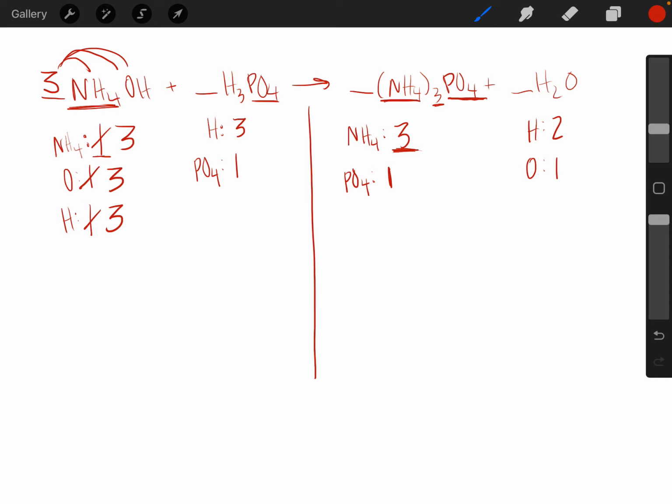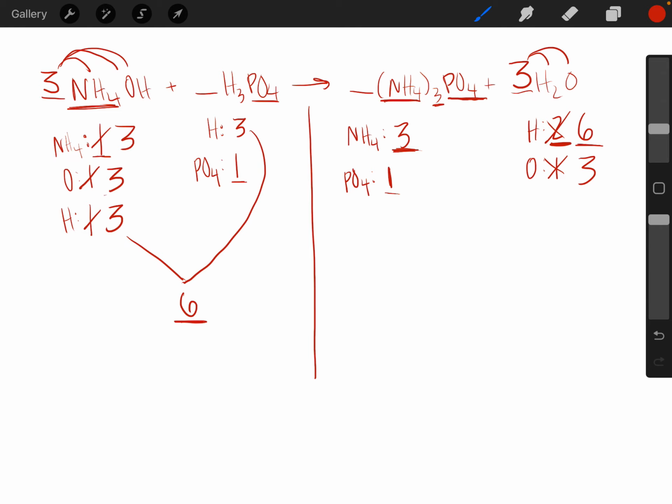Now I can move on to my phosphates. I have 1 phosphate on the left and 1 phosphate on the right. So I'm chilling, right? Next I can move on to hydrogens. I have 6 total hydrogens that are separate right here. And I only have 2 over here. So what do I need to do? I need to multiply this water by 3, because when I distribute that 3, this becomes 6 hydrogens, this becomes 3 oxygens. I have 6 hydrogens on the left, 6 hydrogens on the right.